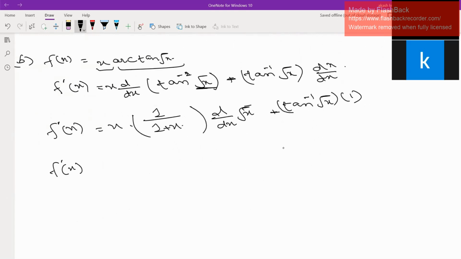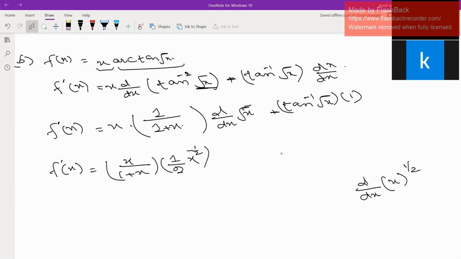f dash of x equals to 1 over 2 times x, 1 plus x. The derivative of square root x is: power first, minus 1 from the power, so it becomes minus half. Is it clear how we took the derivative of square root x? No. Okay. dy by dx of x to the half: bring the power first, then minus 1 from the power, so it becomes half x to the minus half. Is it clear now? Yeah. Okay, it's normal. We have done it before, so it's plus sine tan inverse x.